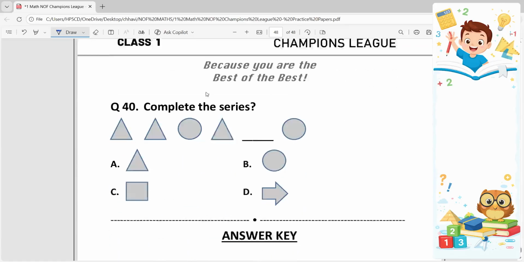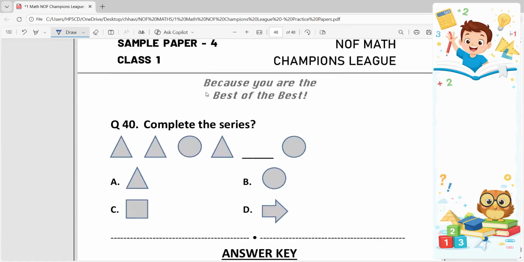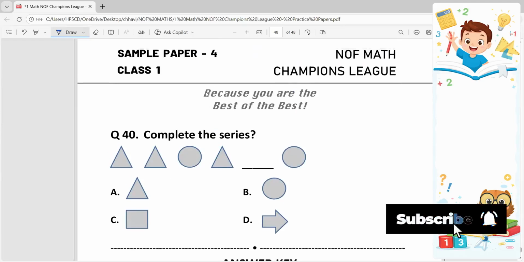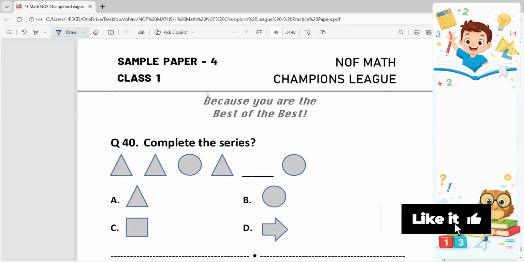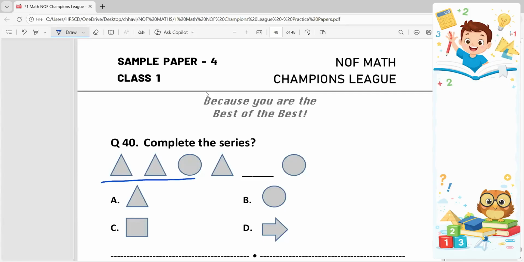Next, last question. Complete the series. Let's see what the series is. 40th question, complete the series. Now this is triangle, this is triangle, this is circle. So triangle, triangle, circle. Now this is triangle, this is a dash, and this is circle. So what will come over here? We have seen that in this series, triangle is over here. So here it will be triangle, triangle, circle, triangle, triangle, circle. So we have option A as the correct answer, triangle.